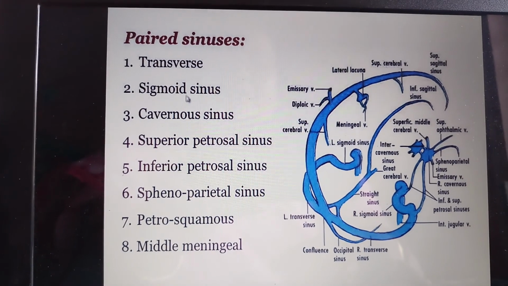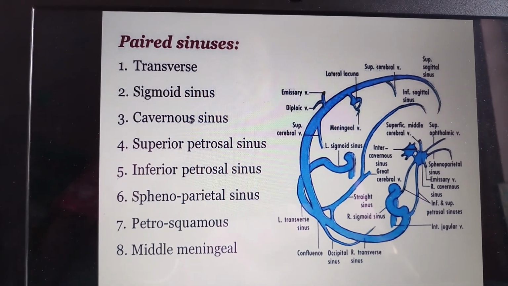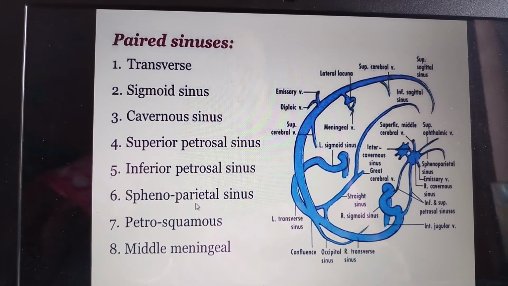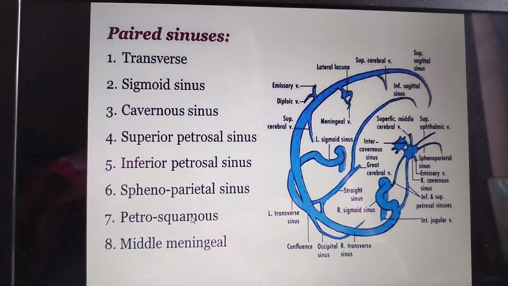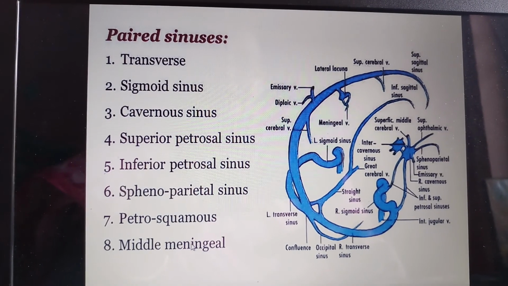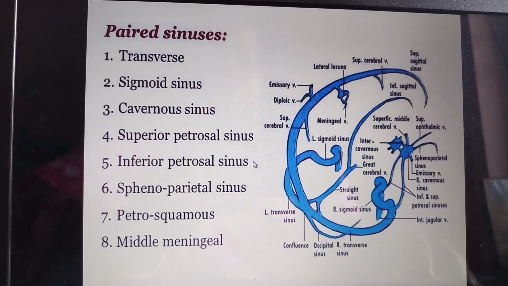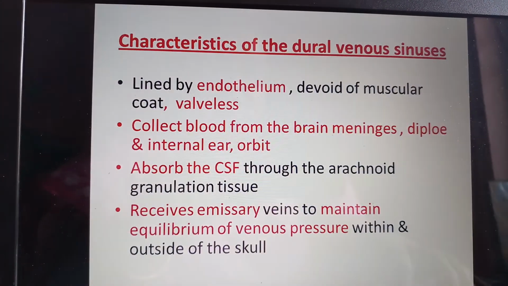So we have the transverse and the sigmoid sinuses. We have cavernous, superior petrosal, inferior petrosal, sphenoparietal sinus, petrosquamous sinus, and middle meningeal sinuses. So these sinuses all come under the group of the paired dural venous sinuses.